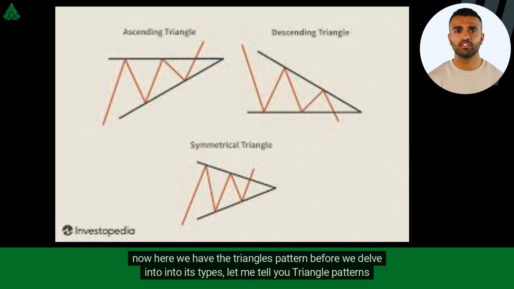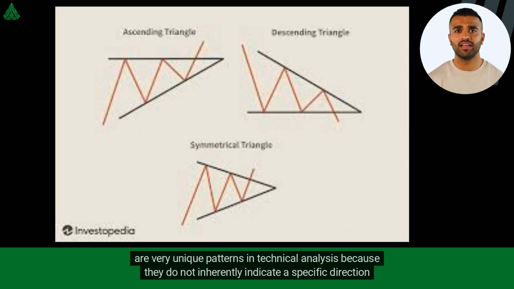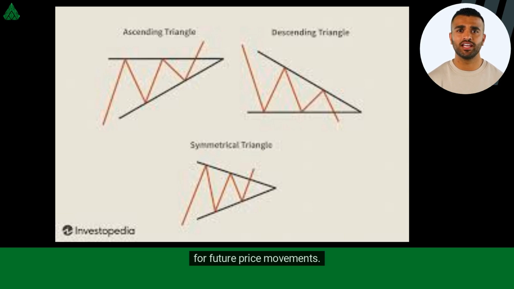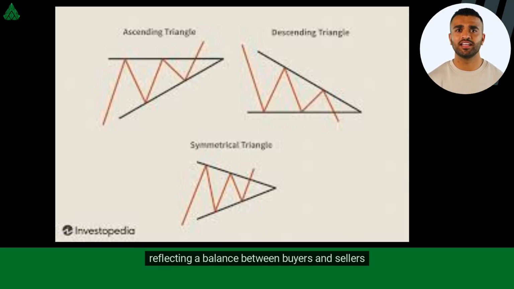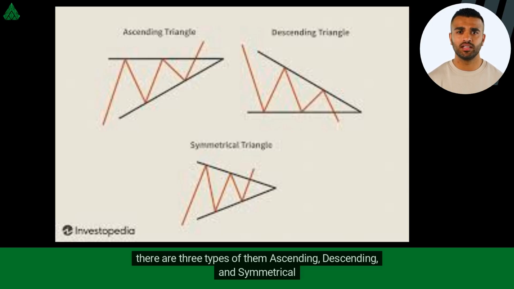Now here we have the triangles pattern. Before we delve into its types, let me tell you, triangle patterns are very unique patterns in technical analysis because they do not inherently indicate a specific direction for future price movements. Instead, triangles represent a period of consolidation where the price is narrowing into a tighter range, reflecting a balance between buyers and sellers. There are 3 types of them: ascending, descending, and symmetrical.